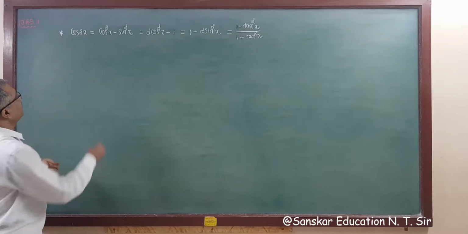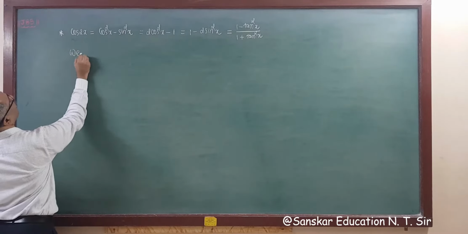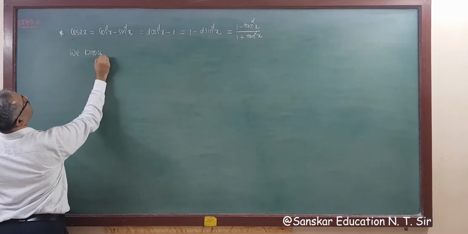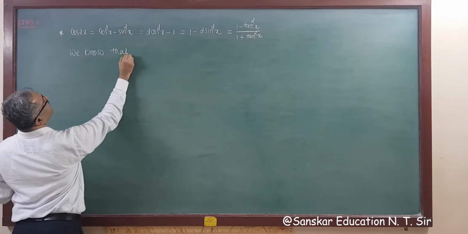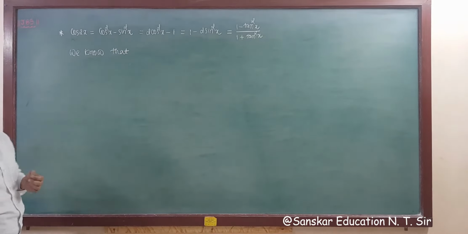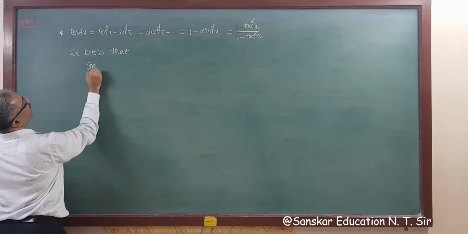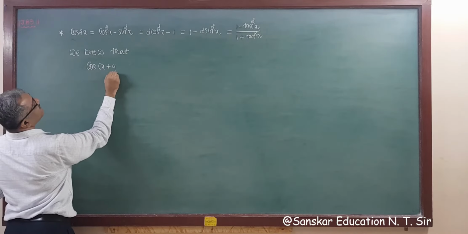Now we know that you have one formula for cos, that is cos x plus y. So you have the formula cos x plus y.